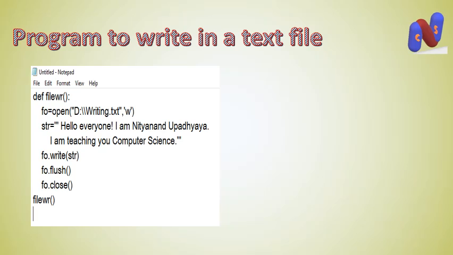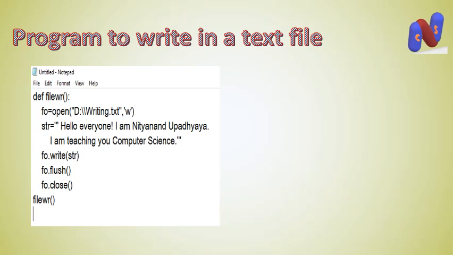Now the third line is str, a variable in which I am going to store the string which I have to write in the file. So str equal to "hello everyone, I am Nityanand Upadhyay, I am teaching you computer science." This is my text that I want to write in my text file. Str is a variable, and I have given it the string I want to write in my text file. Clear?